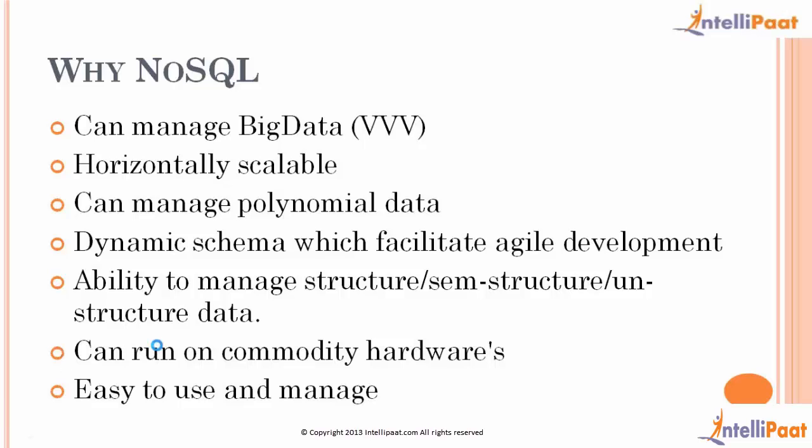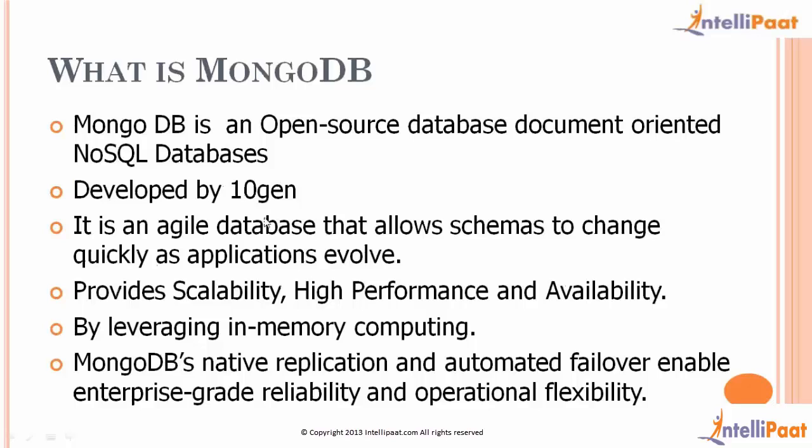All right, great. Now let's quickly understand MongoDB. First thing, MongoDB is an open source, document-oriented NoSQL database, which we saw. There were 4 categories, and MongoDB falls under the document-oriented category. The company who developed MongoDB is 10gen. It gives an agile database. It provides high scalability, high performance, and high availability.